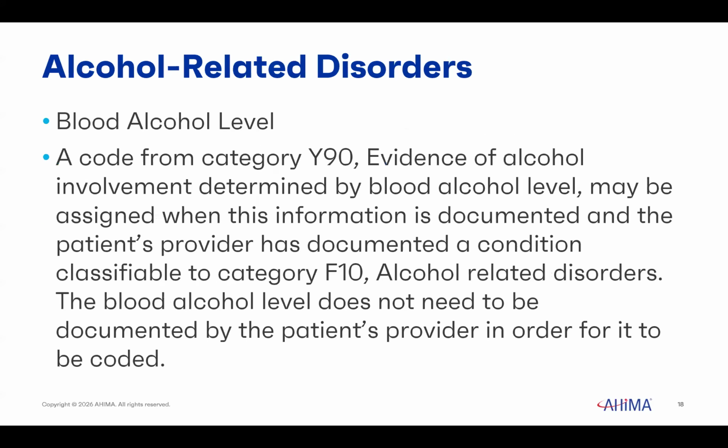And last one I'm going to cover before we dive into the world of alcohol related disorders is blood alcohol level. Blood alcohol levels go from code category Y90, evidence of alcohol involvement determined by blood alcohol level. This may be assigned when the information is documented and the patient's provider has documented a condition classifiable to category F10, alcohol-related disorders. The blood alcohol level does not need to be documented by the patient's provider in order to be coded.